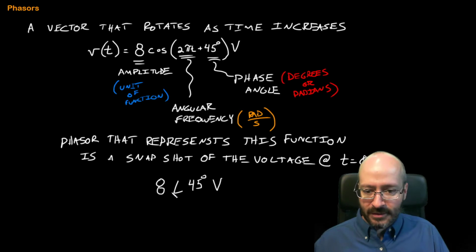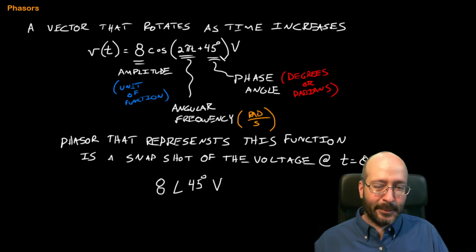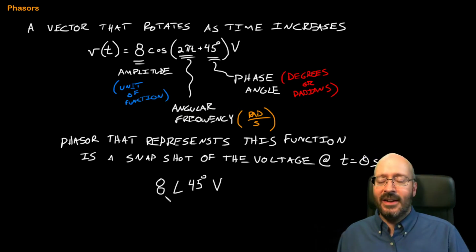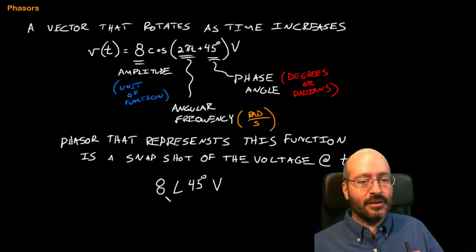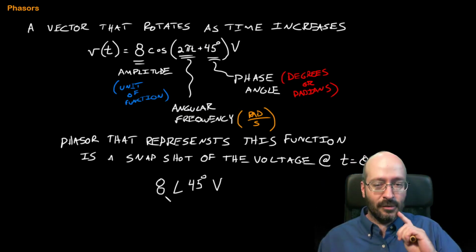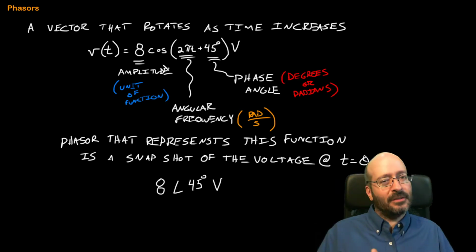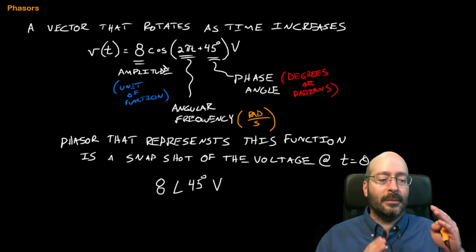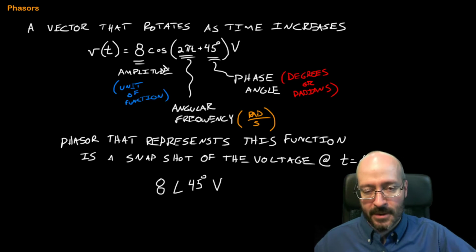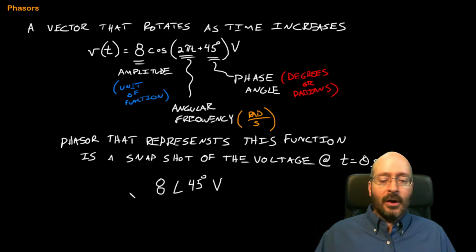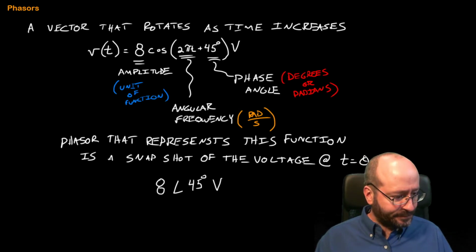The first thing I notice is that I have 2 pieces of information down here, and I have 3 up here. So I've already lost the angular frequency as I move to this representation. That's why we are limiting ourselves to problems that have a single frequency in them, because the whole problem will have to be worked with that frequency. If we start to mix frequencies, we have to break it up into subproblems and put them back together with superposition. We're not going to do that yet. Okay, 8 at an angle of 45.